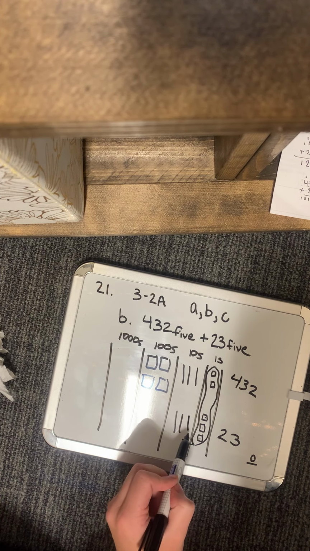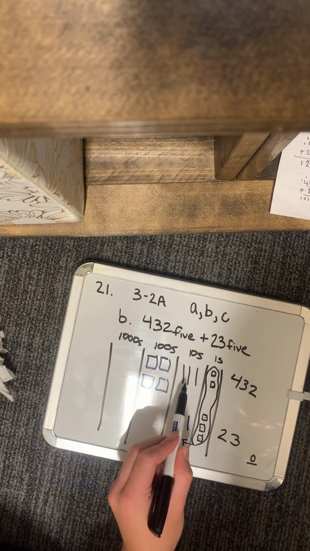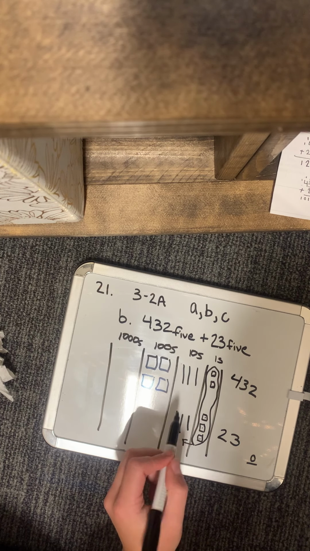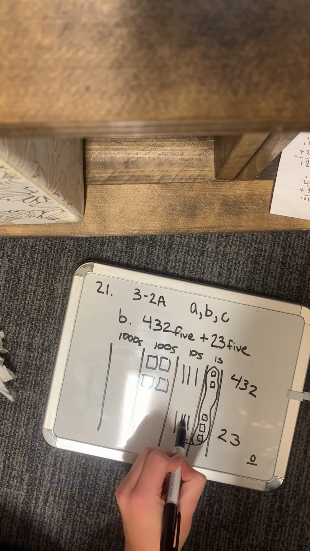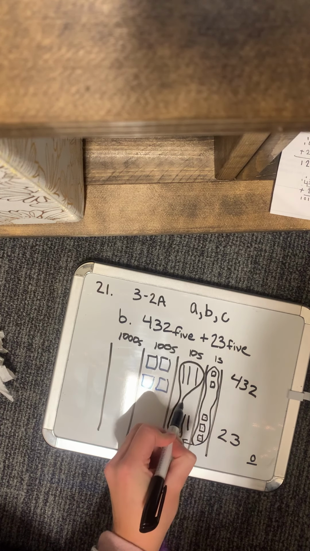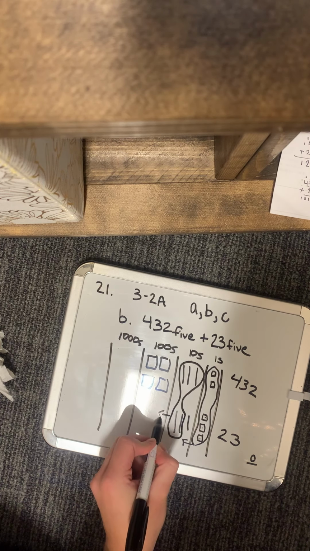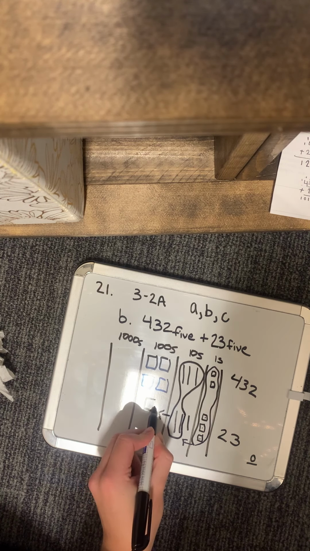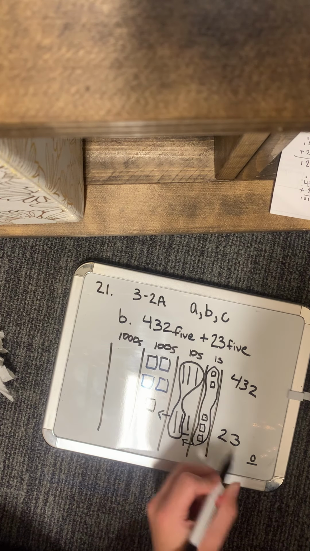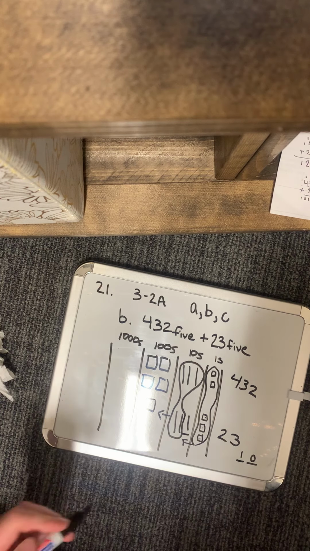We're looking for groups of 5 again because we're working with base 5. So 1, 2, 3, 4, 5, 6. We have 6 in the tens. So we're going to make our group of 5, and we're going to carry it over here to the hundreds. And we have 1 remaining in the tens. So I'm going to drop that down.